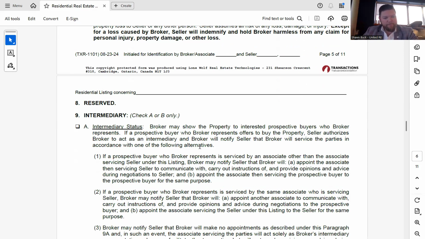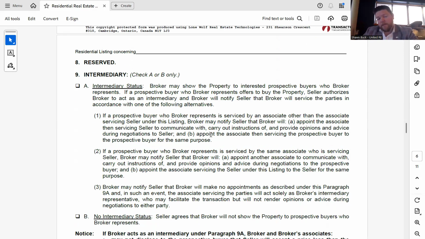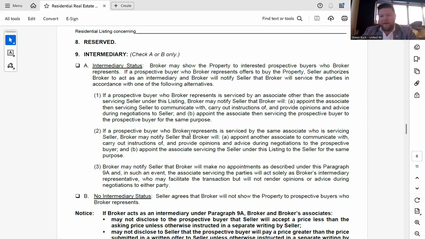During that process. Intermediary status basically says, hey, I've got a buyer that came to me. I'm representing you, the seller. I would have to disclose if I'm going to represent both sides, or if someone else in my office is bringing a potential client, then we would disclose that as well. Just make sure that all parties are aware that, hey, this is how we're operating. Everybody signs off on what is happening.